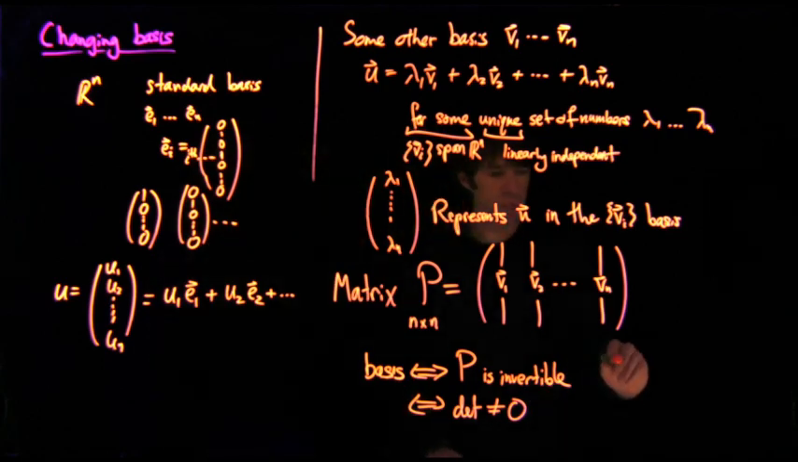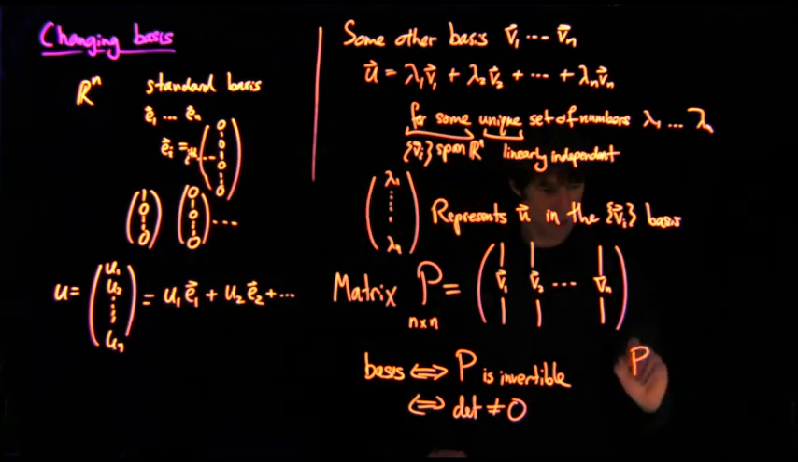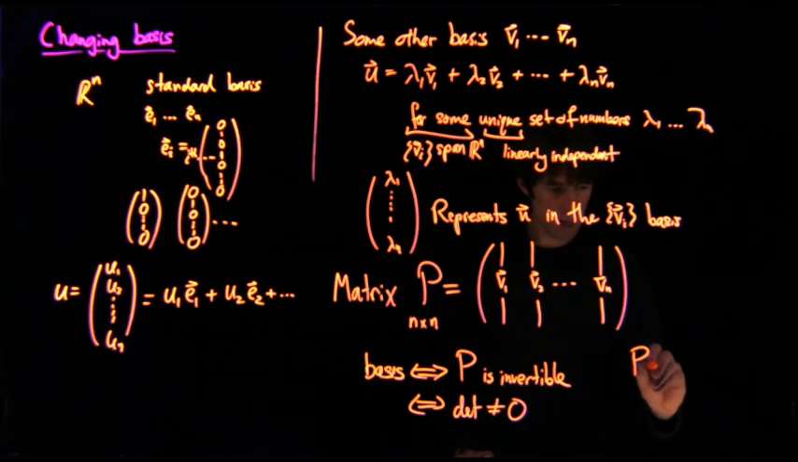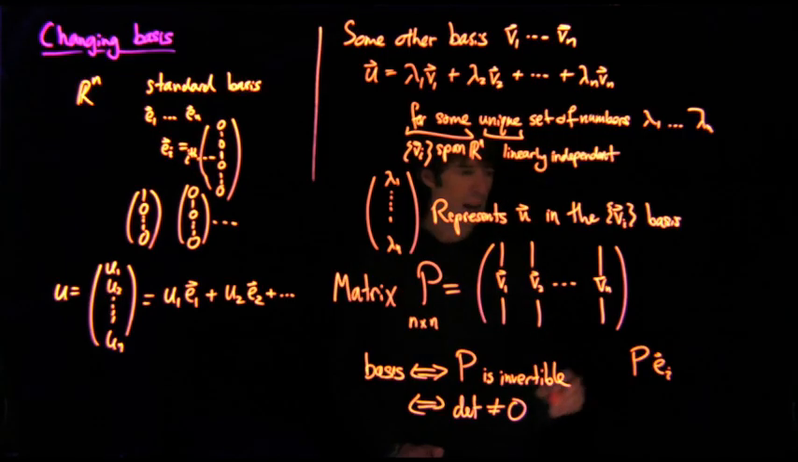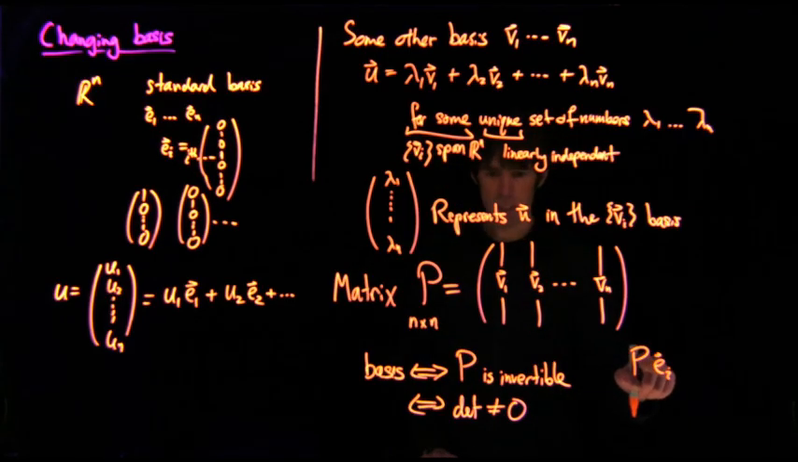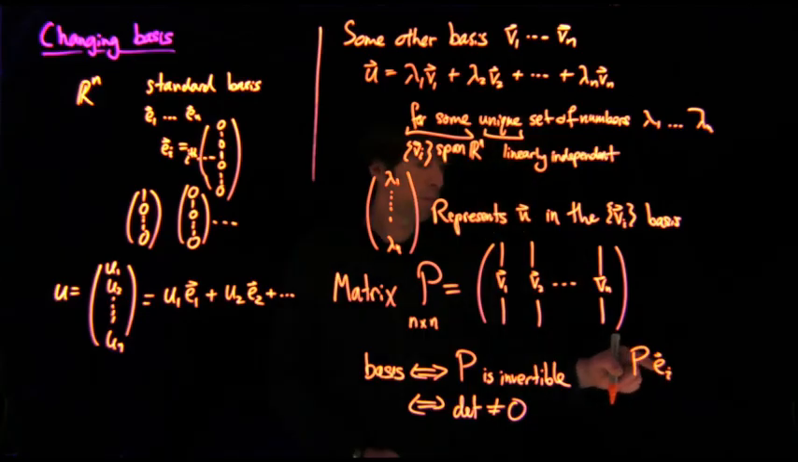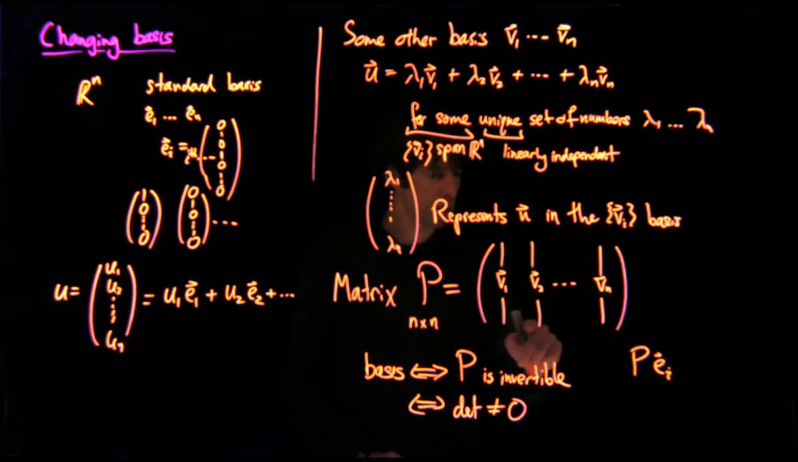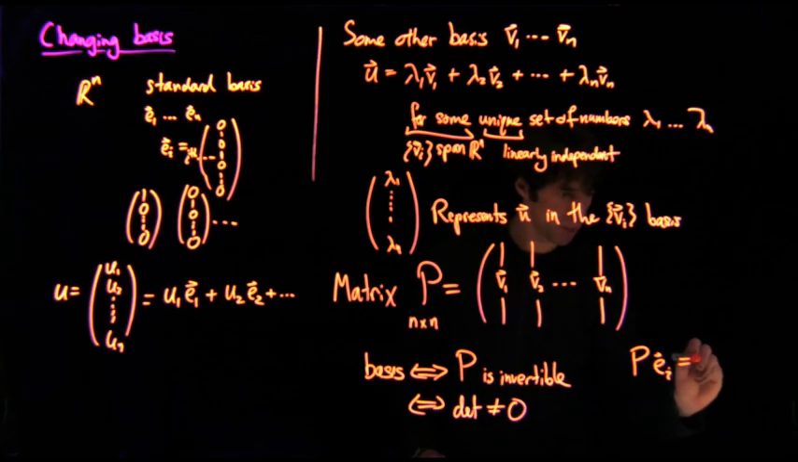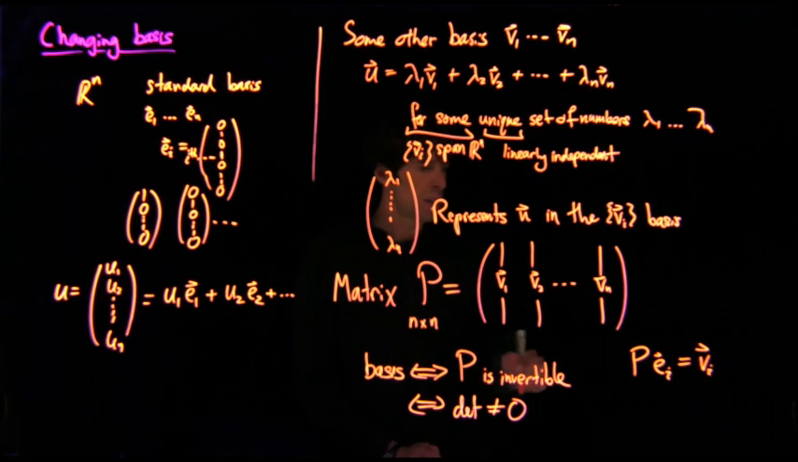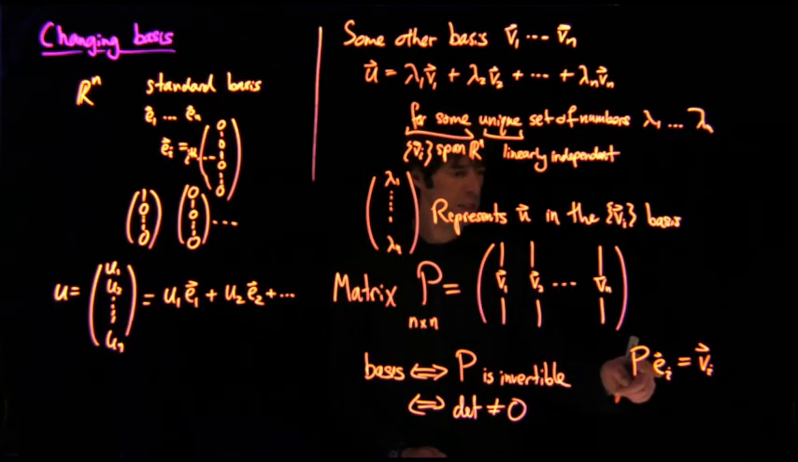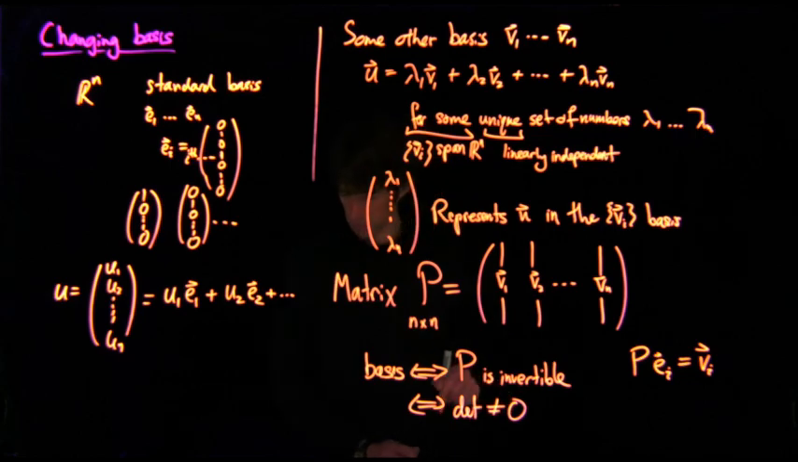Now, what does this matrix do to the standard basis vectors? Well, this matrix times the standard basis vector ei. Well, P times the vector that has a 1 in the ith position and zeros everywhere else simply picks out the ith column of this matrix. So that gives me the ith vector of my new basis. So P sends each of my standard basis vectors to these new basis vectors.